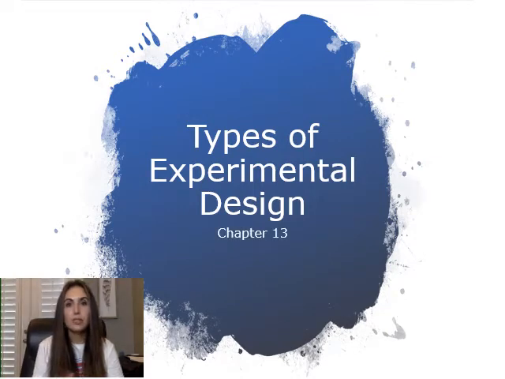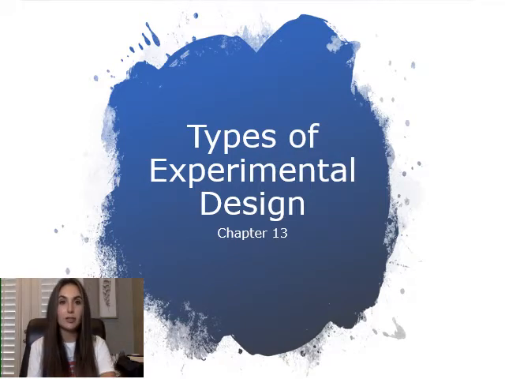So far in Chapter 13, we've talked about the difference between an experiment and an observational study. We've talked about the components of an experiment like factors and levels and response variables. And then we've also talked about what makes a good experiment. And we're going to move on now to the different types of experimental design.